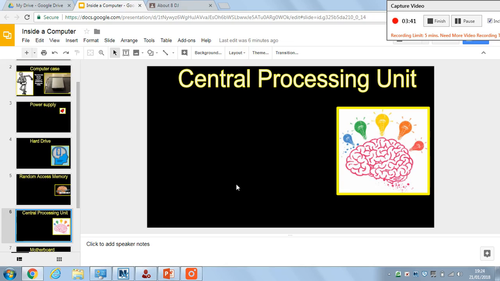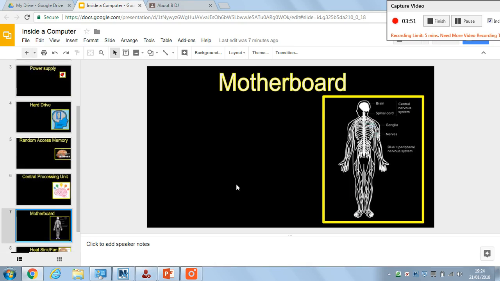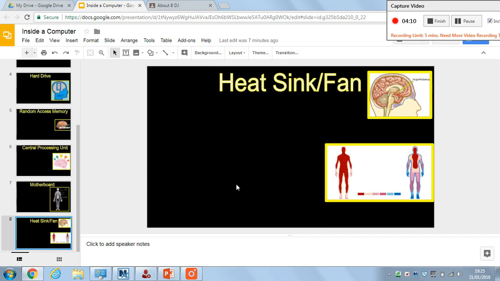Next, we've got the central processing unit, and that acts like the brain. It's the thinking part of the PC. It performs calculations, etc. Next, the motherboard. Well, it's similar to the central nervous system of the human body in that everything connects to the motherboard, and it controls what peripheral devices do. It sends instructions around the computer.